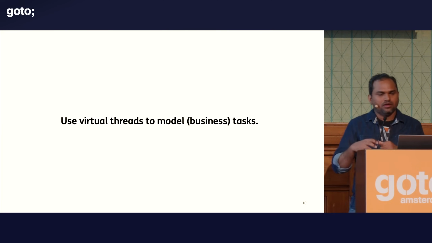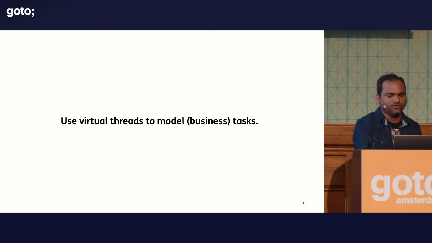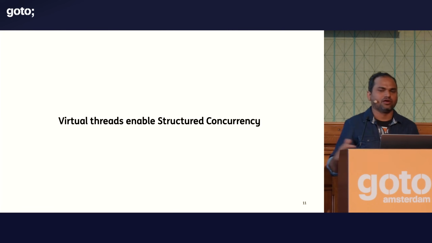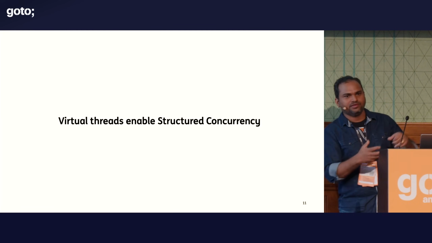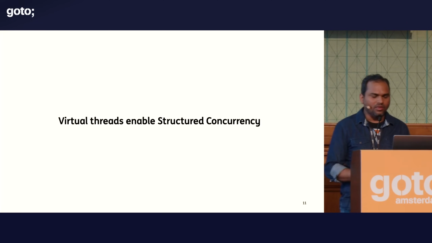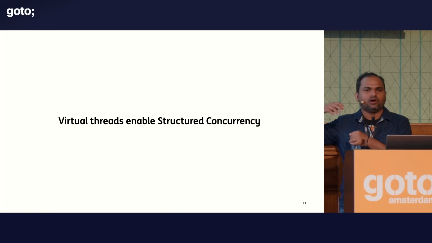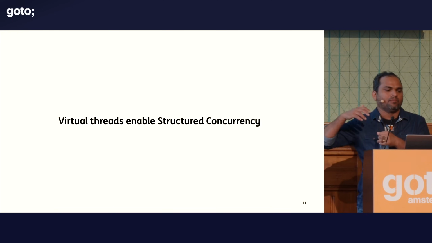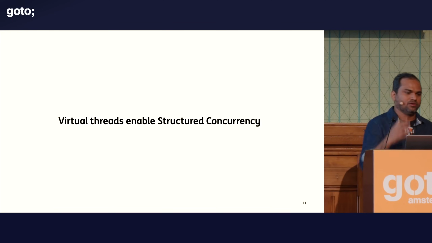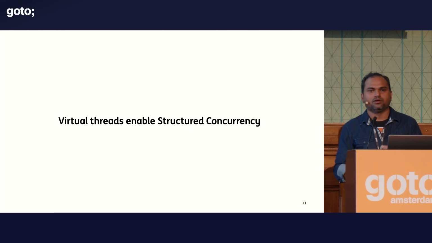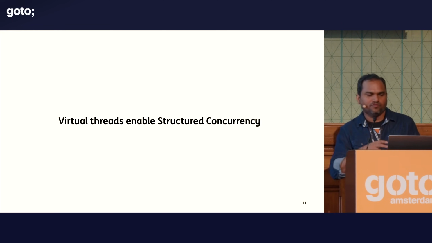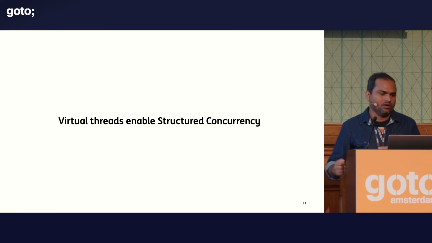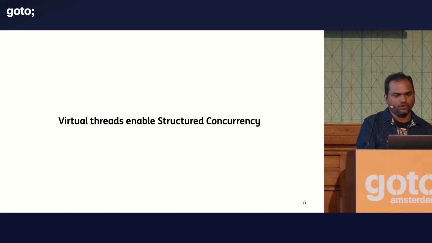Now, the way of structuring these tasks or virtual threads is called structured concurrency. So that's how virtual threads enable structured concurrency, right? With platform threads, you still have to think about how you are going to manage your pools. But with virtual threads, you can only focus on your business logic, create virtual threads for your business tasks, and structure them in the most logical way.